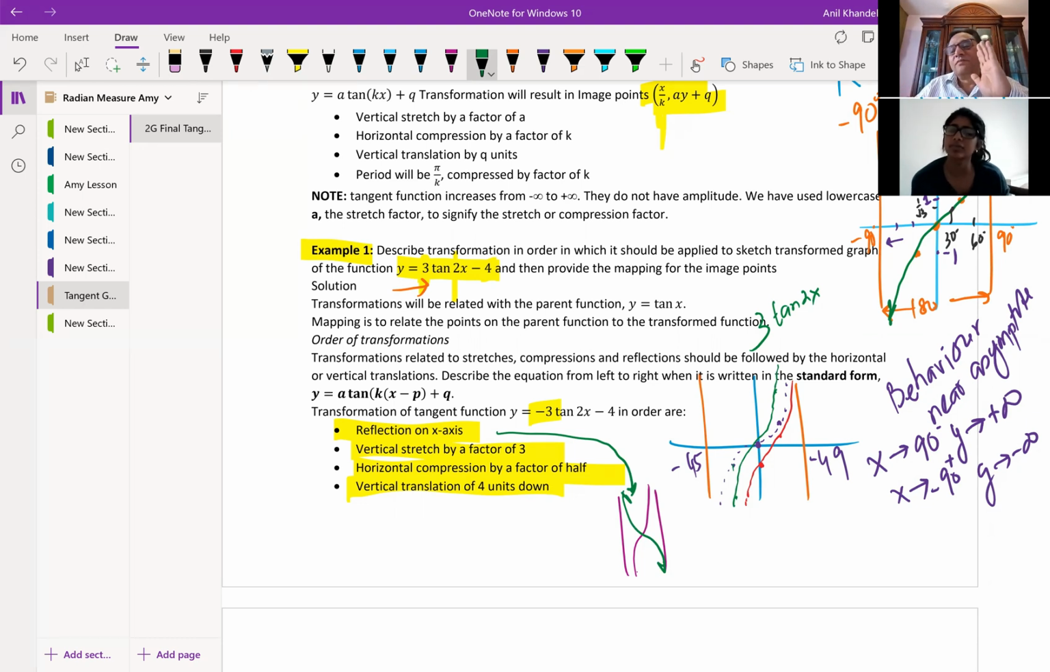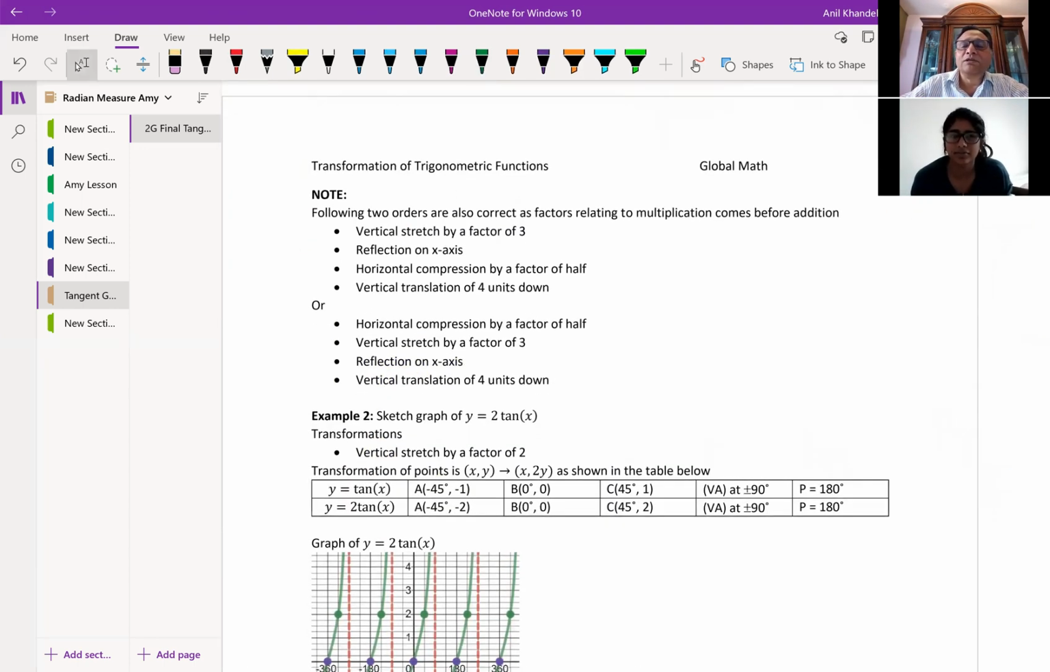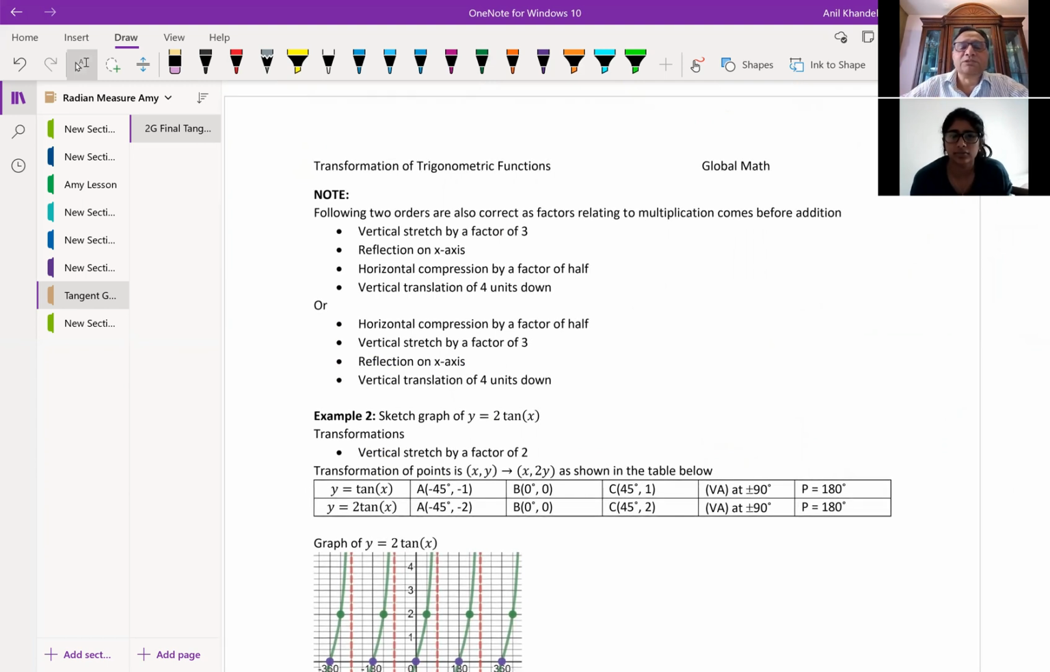So easy. Nothing can be simpler than this. You get the idea, right? So now you have understood all this. Can you please read the notes?